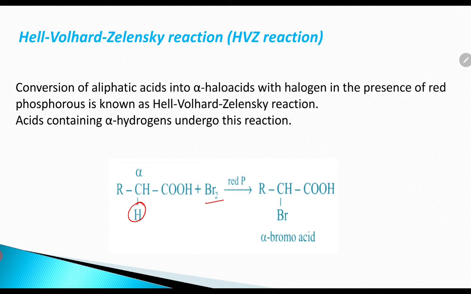See here, if you take this example RCH2COOH, the carbon atom present adjacent to the functional group is called alpha position, we know that, and the hydrogens present on that alpha carbon are alpha hydrogens, and carboxylic acids having alpha hydrogens on reaction with the halogens in the presence of red phosphorus give rise to alpha halo carboxylic acids or alpha halo acids. Let us see the example.